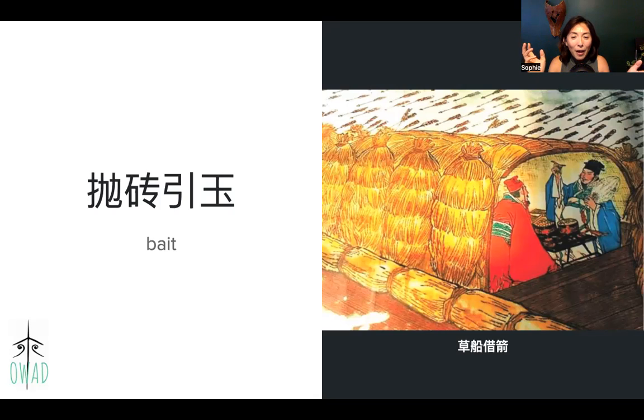So the whole idea is, put the straw-covered boat out there to your enemy, right? That's your 砖, and then you're going to attract the jade, the more expensive resources from your enemy, which is the arrows in this situation. So that's the kind of 抛砖引玉 in action, in use, at least in the fiction of this wartime drama.